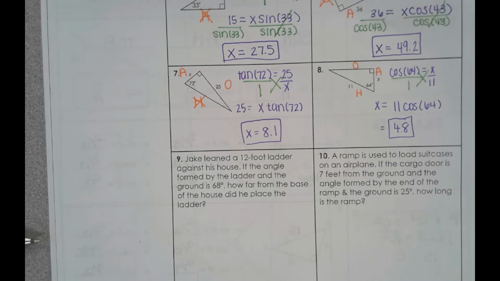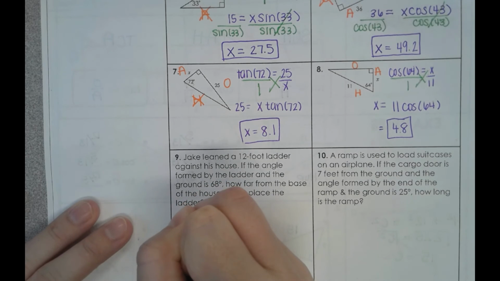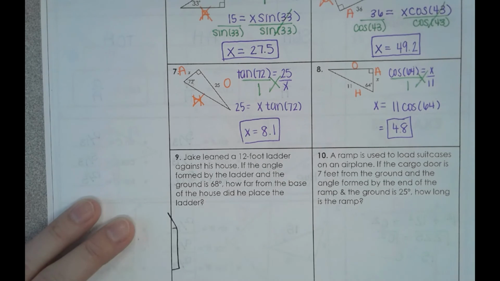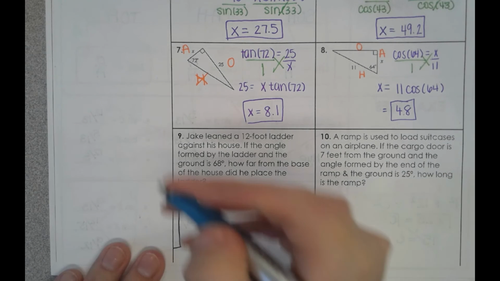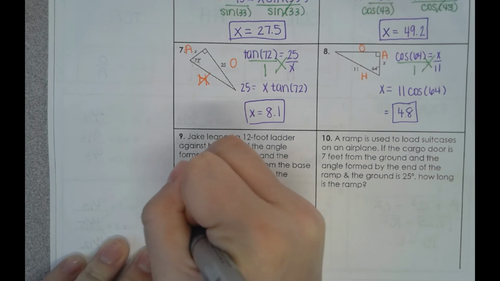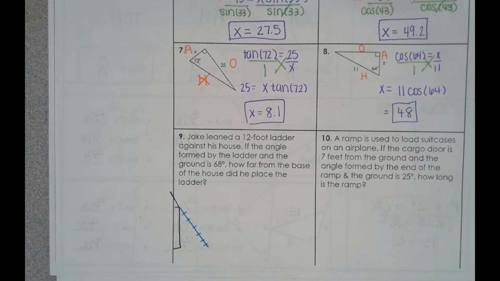All right. Then we get 2 real world problems. Jake leaned a 12-foot ladder against his house. So it helps to kind of sketch out a picture. If here's your house, the wall on your house, and there's your roof. If you lean a ladder, it's going to look like this, right? I'll just put little spikes there so that's the ladder. This is a very common scenario, leaning a ladder, because it makes a right angle or a triangle.